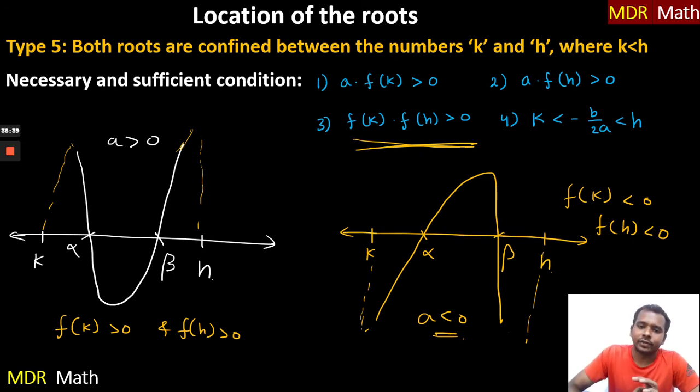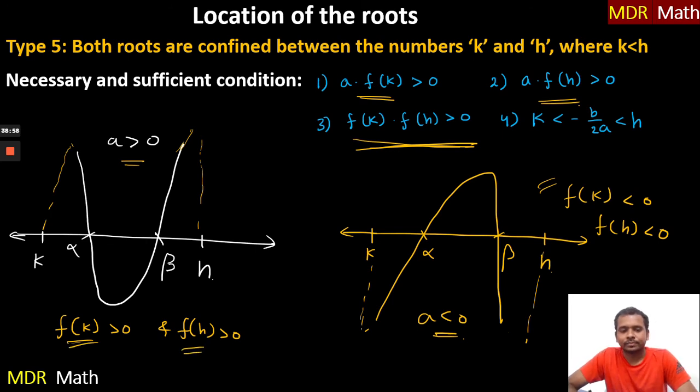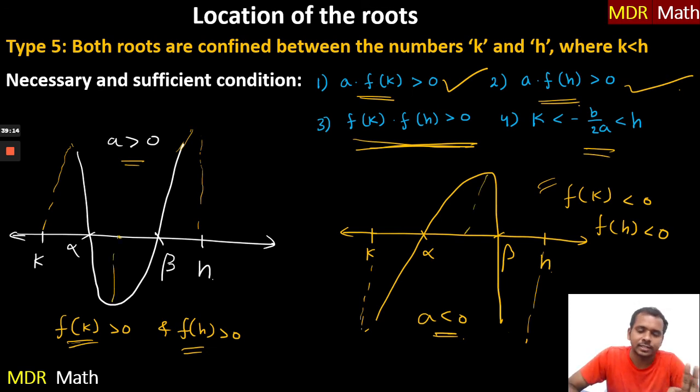What about a into f of k, which is always positive? a into f of h is always positive, right? See, here a is negative and all are negative in this case. In the yellow curve, all are negative here. In the white curve, all are positive here, whatever the terms we are considering. So positive into positive is always positive, negative into negative is always positive. So these two are also correct. And your minus b by 2a, the vertex, always lies in between k and h.